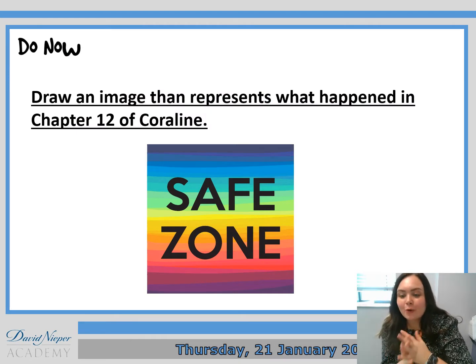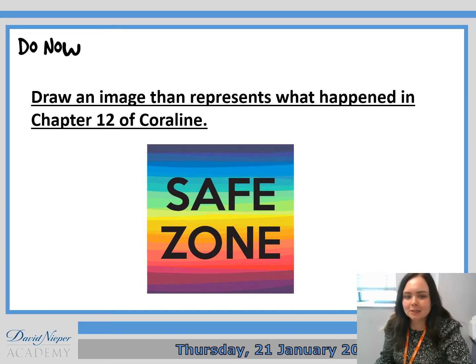So we're getting so close to the end of Coraline now. So can you draw an image that represents what happened in chapter 12 of Coraline? I picked this one, the safe zone, because I think it represents that she's just made it back to the normal world.